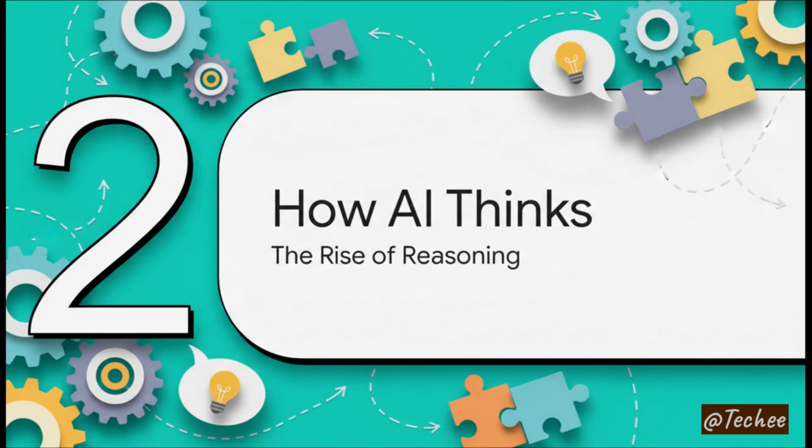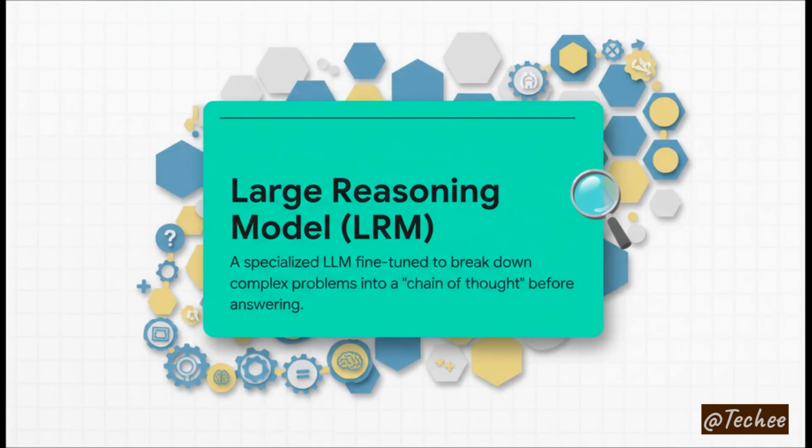Okay, so we've seen how AI can create stuff, but what if we need it to do more than just write? What if we need it to actually think? Well, that's the next big step. AI that can reason through problems. And this leads us to our next term, large reasoning models, or LRMs. You can think of these as a souped-up version of an LLM. Instead of just blurting out an answer, an LRM is trained to show its work.